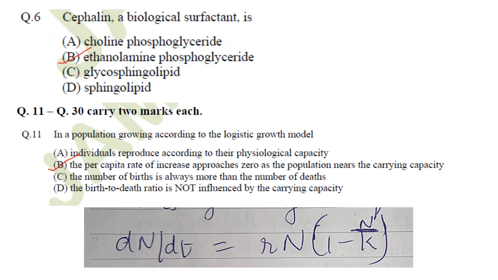Then cephalin, a biological surfactant, is an ethanolamine phosphoglyceride. Answer is option B. Then next one.